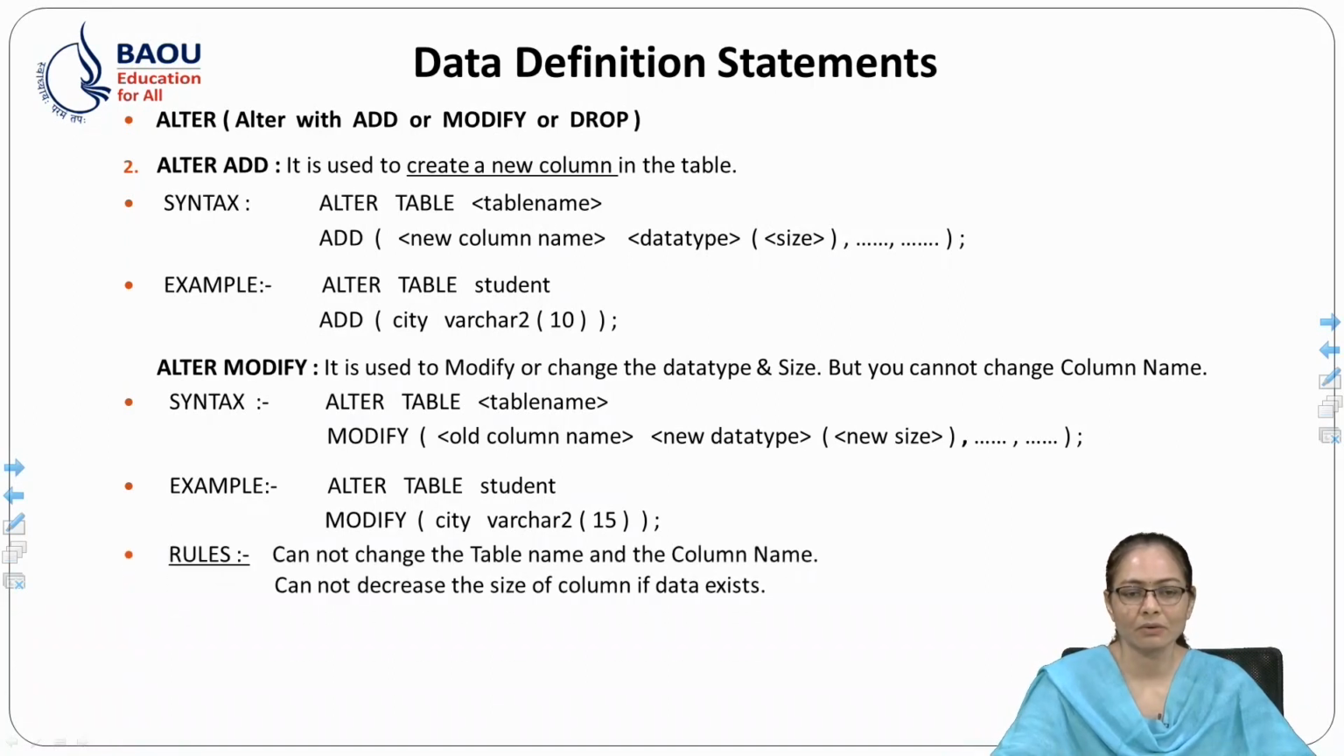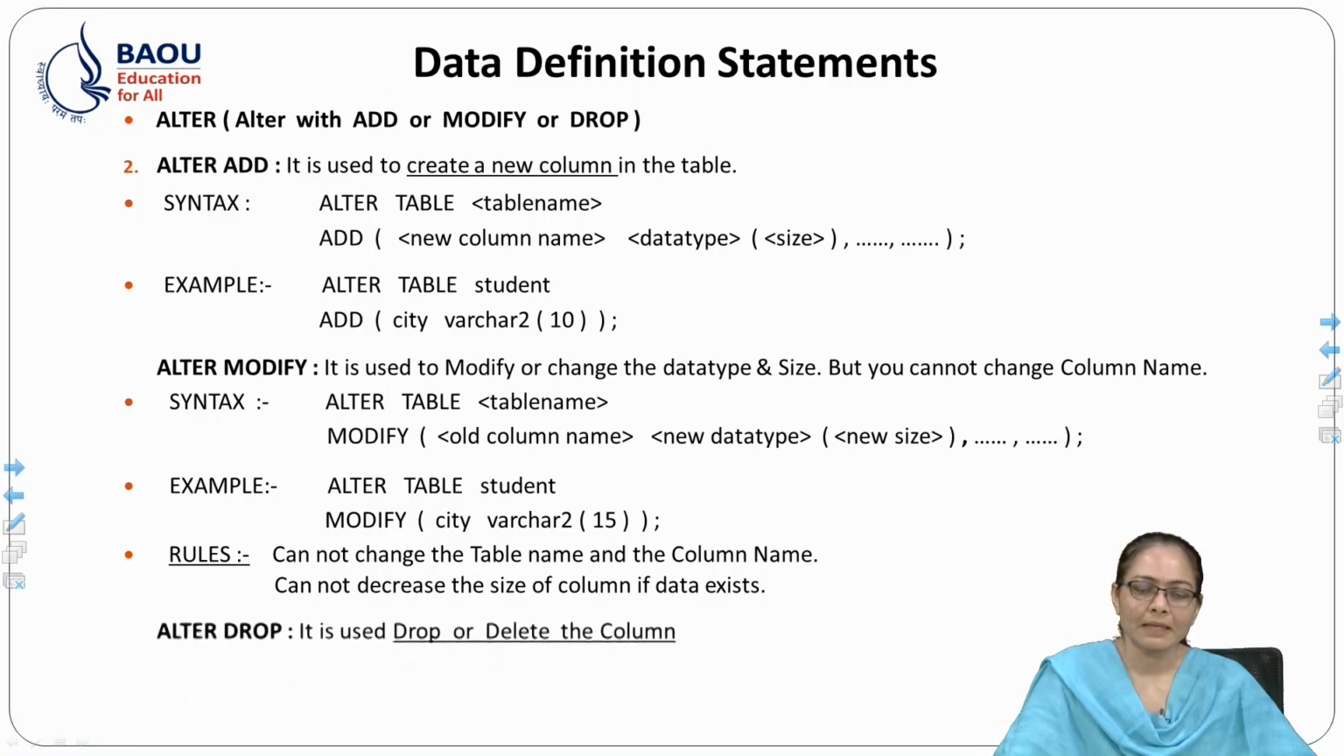Now the next rule is that you cannot change the table name and column name. The alter modify command is not used to change the table name or column name. It cannot decrease the size of the column if data exists. Here we see the size is 10 and here we increase the size to 15. We cannot decrease the size to 8, 6 or 5, below 10.